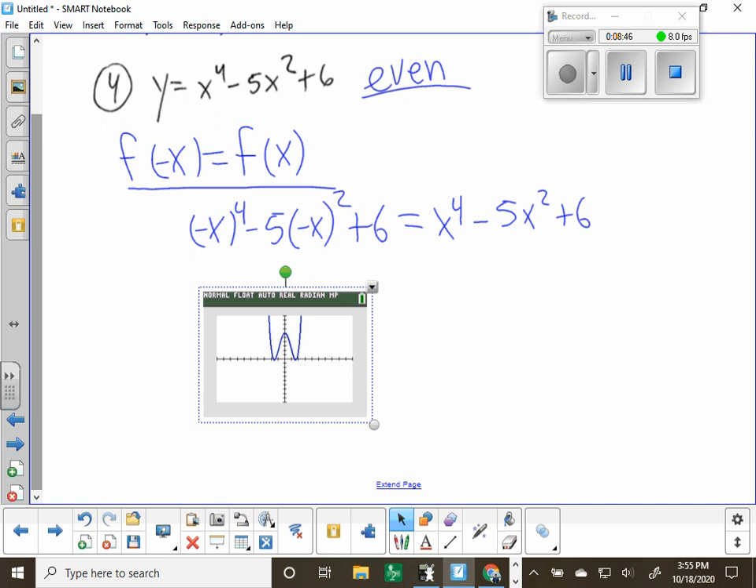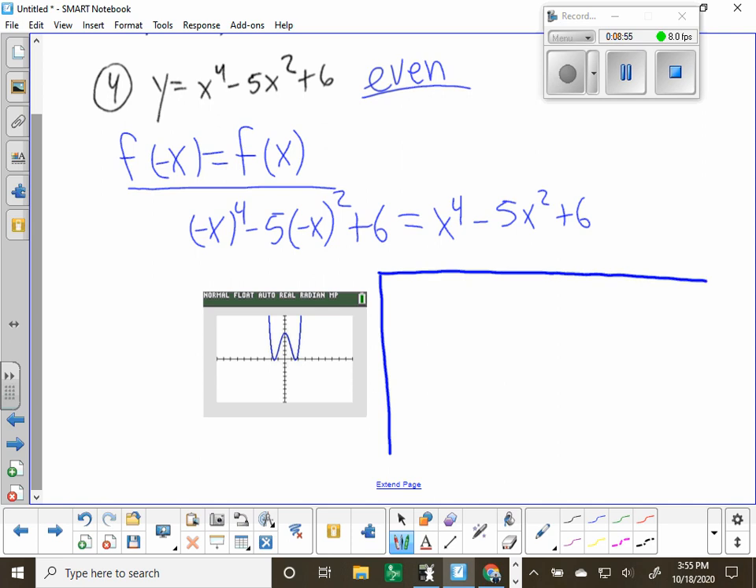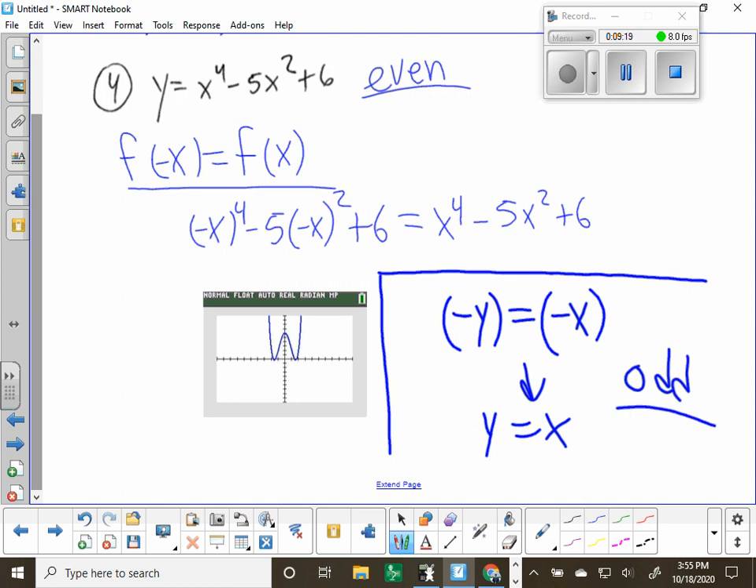Now, if you put in negative x and negative y, then it has origin symmetry, which means it's an odd function. So if you replace y with negative y and replace x with negative x, and then it goes back to y equals x, right? So you take out y, you put in negative y, you put in negative x instead of x, and then you simplify it, and it goes back to the original. Then it has origin symmetry, or it is odd.